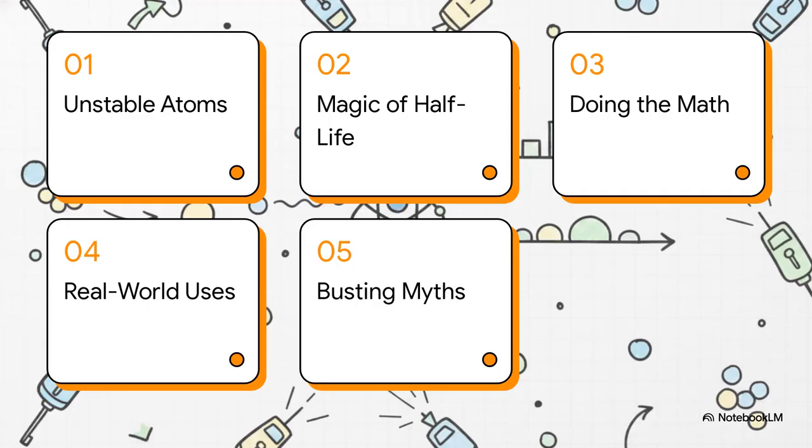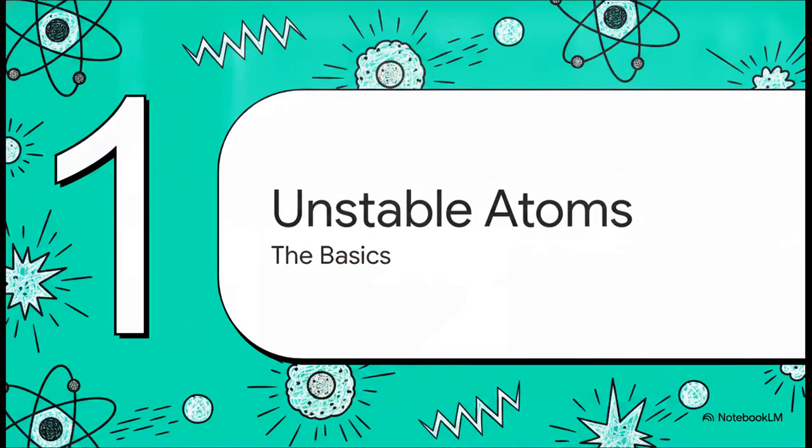So here's our lesson plan for today. 1. The basics of unstable atoms. 2. The magic of half-life. 3. Doing the math. 4. Real-world applications. And finally, 5. Busting some really common myths. Let's kick things off with Section 1, the basics of unstable atoms.